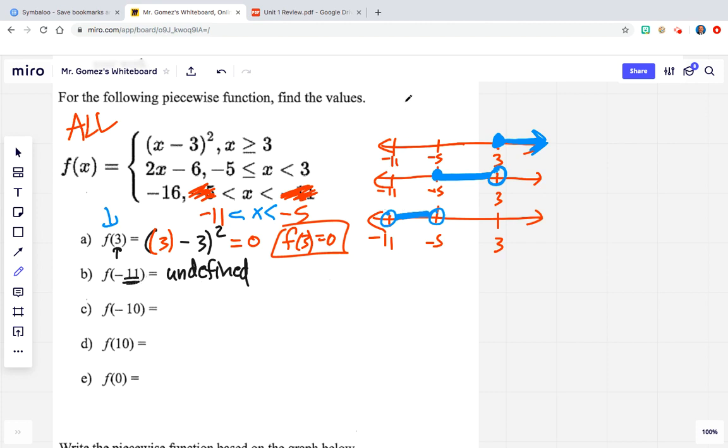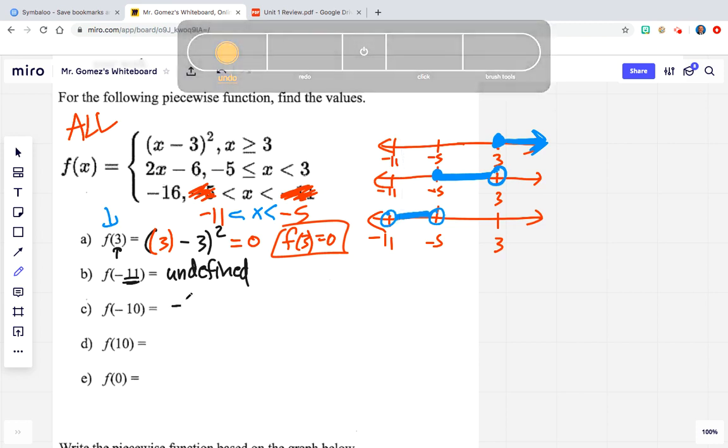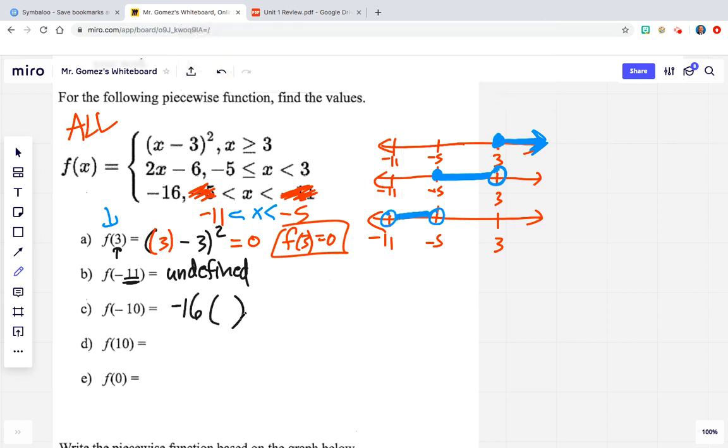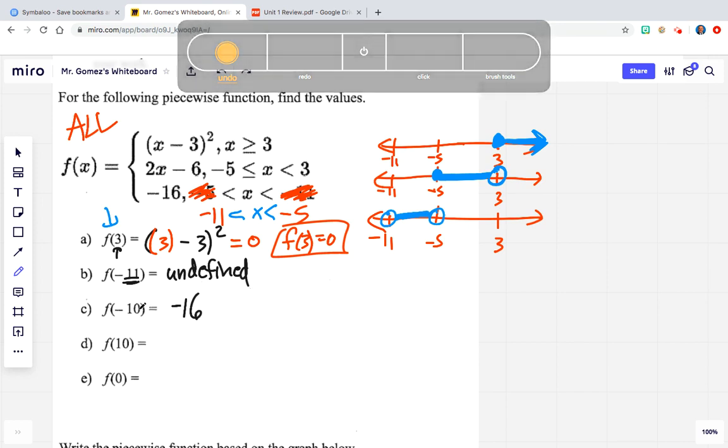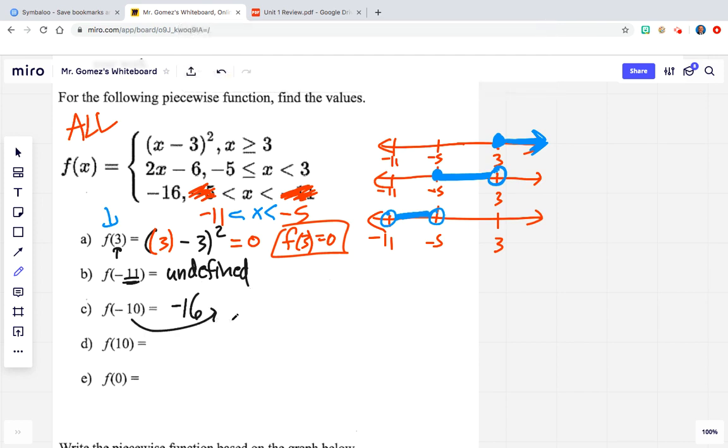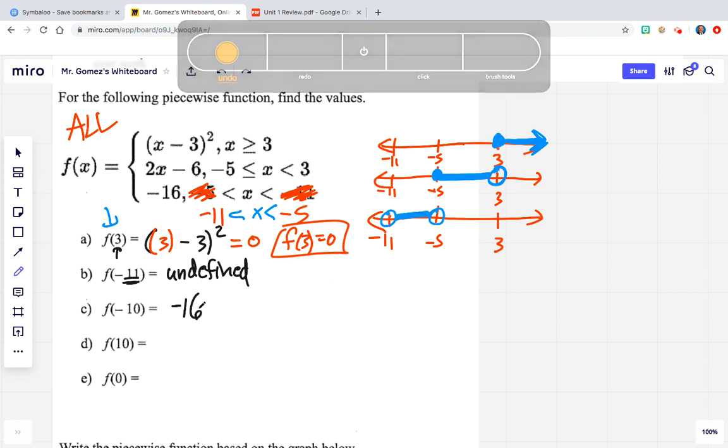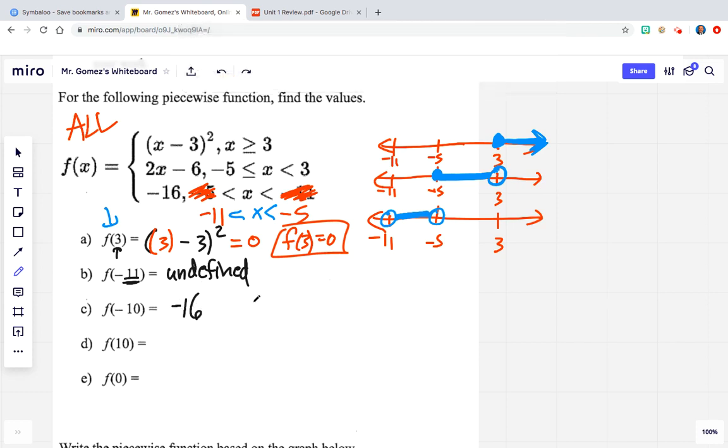But negative 10 lies about right here, which, ding, ding, ding, you can see it's existing on this third domain. So the function is negative 16. Notice how there's no x values that I can put parentheses around anywhere. So that means I can't really plug this negative 10 into anything. So it is what it is. It's exactly what you see: negative 16 is the answer on that.